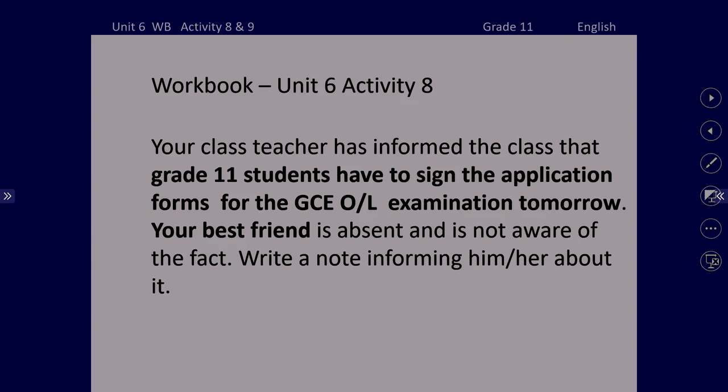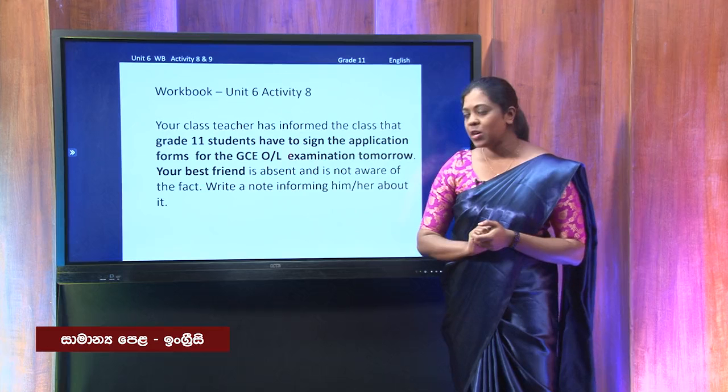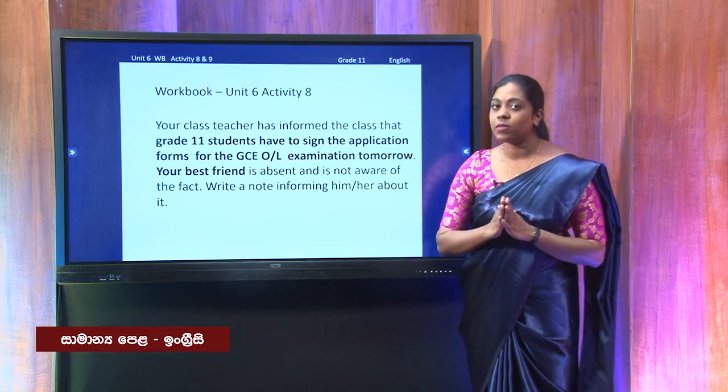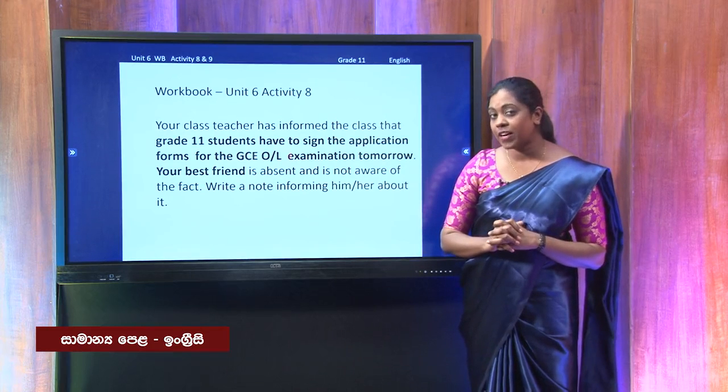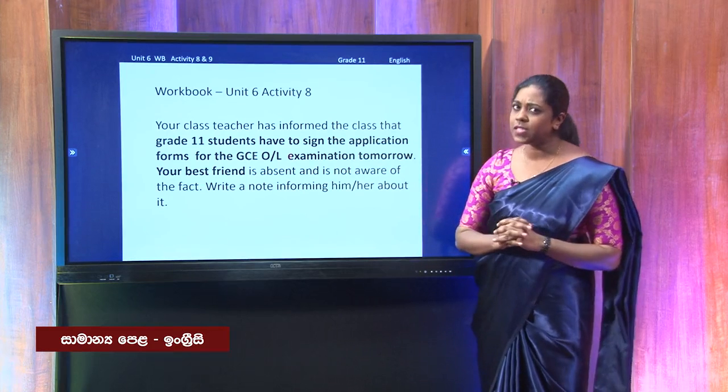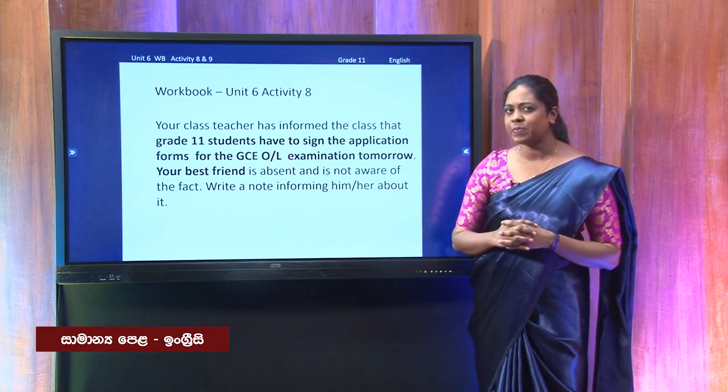Okay, look at this highlighted sentence here. I told you earlier that these type of questions always have some clues hidden inside it. If you read it carefully, you can just take the sentence just like that and use it as it is. So you have to be clever enough to find that out. Okay, grade 11 students have to sign the application forms for the GCE O-level examination tomorrow and your best friend is absent. Right? Sometimes they don't tell you what you have to include. You have to be clever enough to include that as well. Your friend is absent. So what are you going to tell your friend?